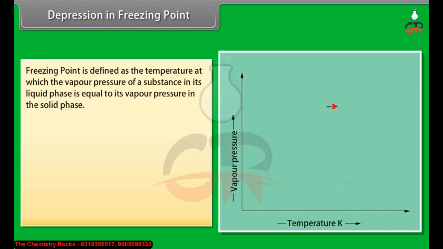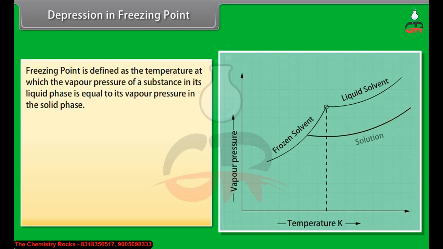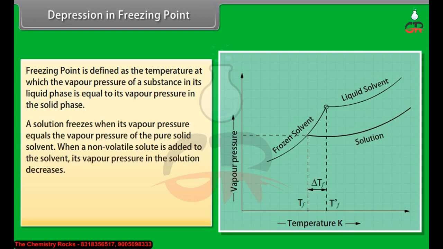Freezing point is defined as the temperature at which the vapor pressure of a substance in its liquid phase is equal to its vapor pressure in the solid phase. A solution freezes when its vapor pressure equals the vapor pressure of the pure solid solvent. When a non-volatile solute is added to the solvent, its vapor pressure in the solution decreases.